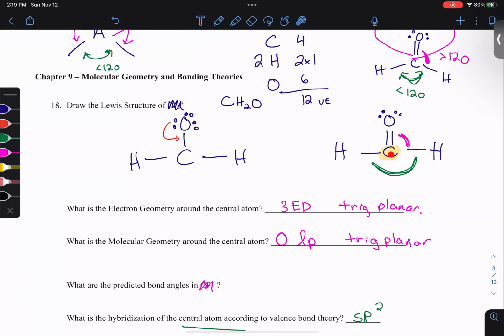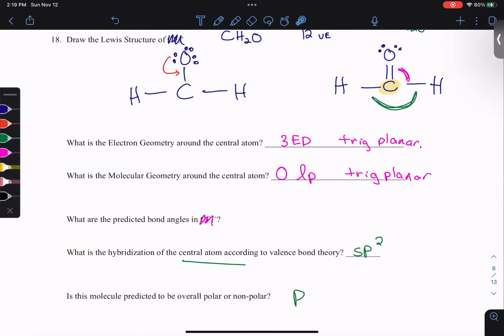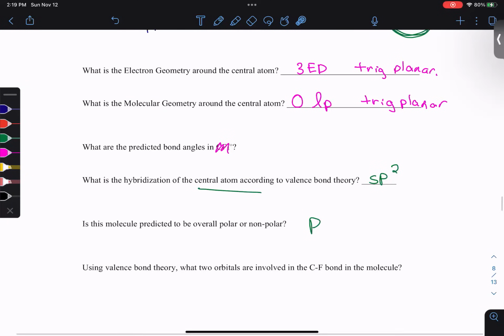I look at that carbon, and I count how many electron domains there are, and that's how many atomic orbitals you combine. That's it. So we got that there are 3 electron domains. So you combine an S, a P, and another P. If there were 4 electron domains, we would combine an S, a P, another P, and another P. So we would call that what hybridization with 4 electron domains? sp3, yeah. So that's it. All right, sp2, okay, and then finally, polar, nonpolar, using valence bond theory.